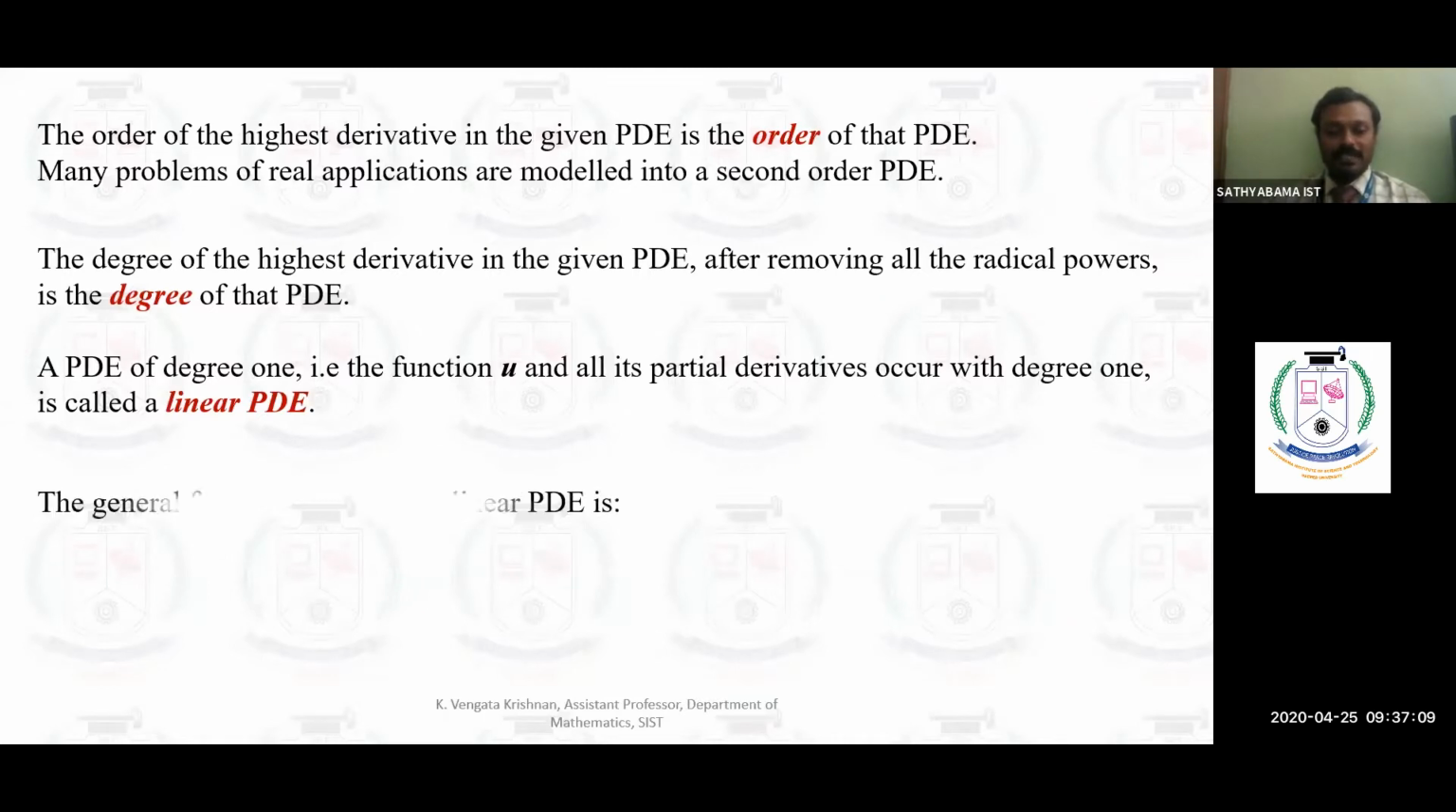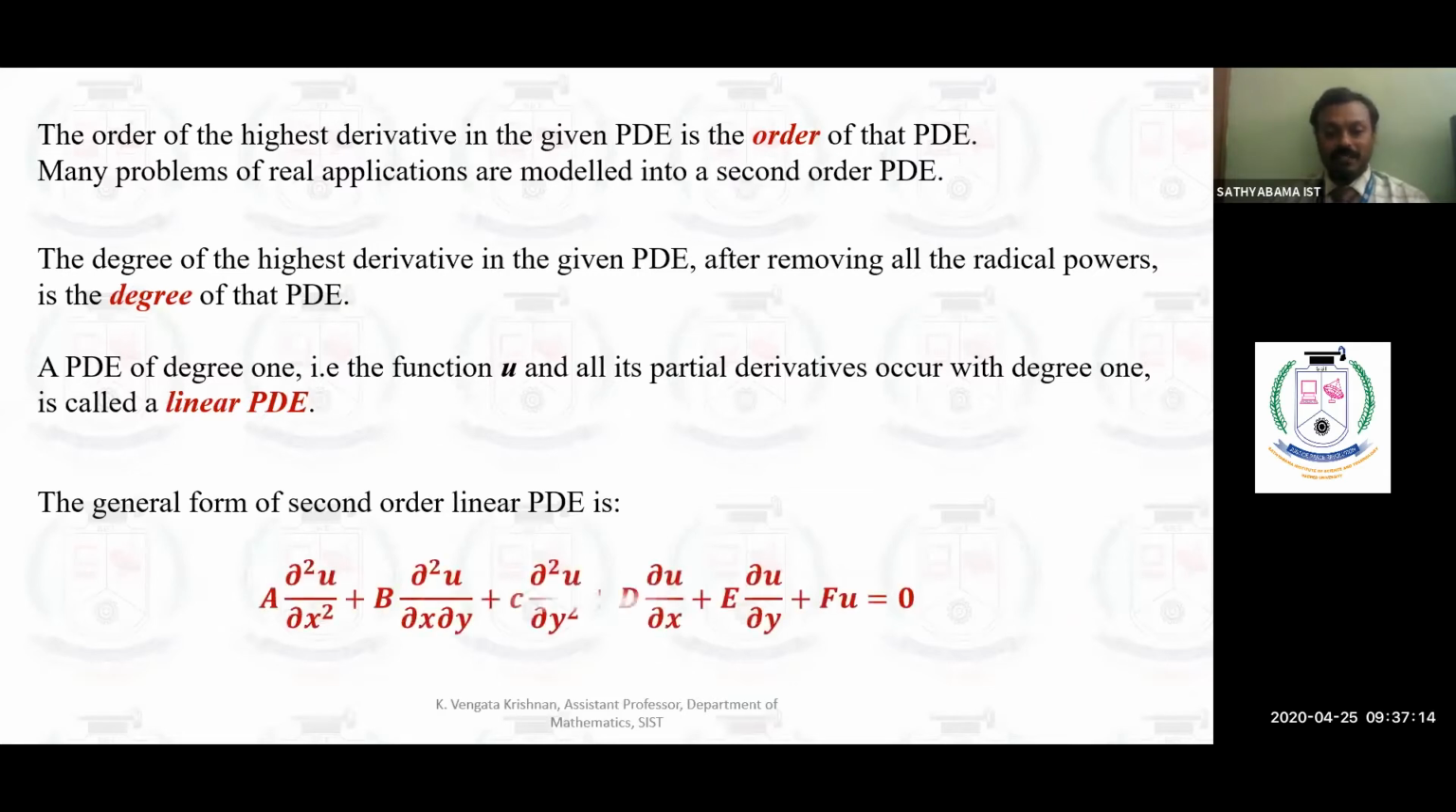Now we will see the general form of a second order linear partial differential equation. Here you can see u has appeared with degree 1, and the first order derivatives ∂u/∂x, ∂u/∂y are also with degree 1. And the second order derivatives ∂²u/∂x∂y, ∂²u/∂y², ∂²u/∂x² are also of degree 1. So this can be taken as the general form of a partial differential equation.